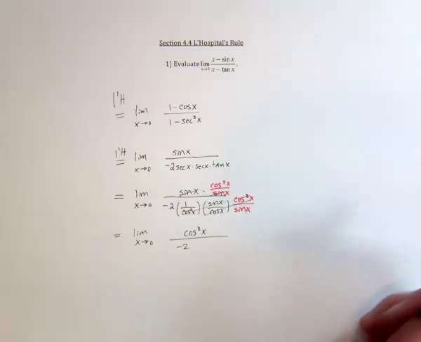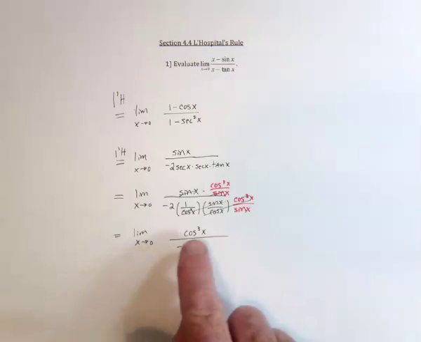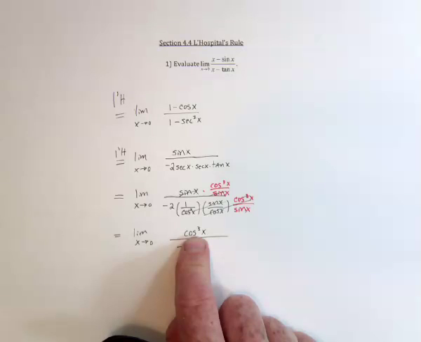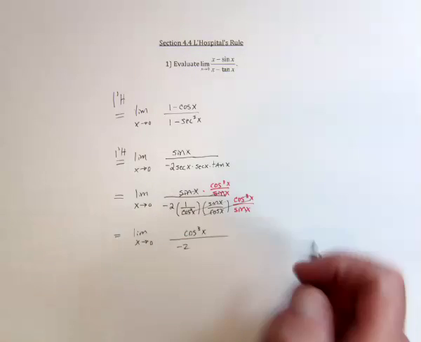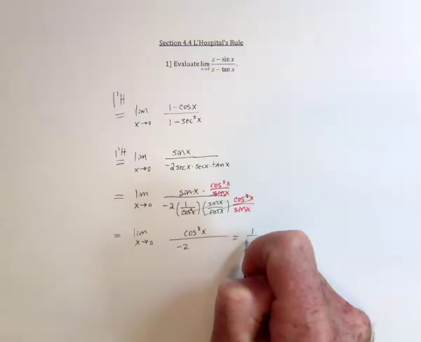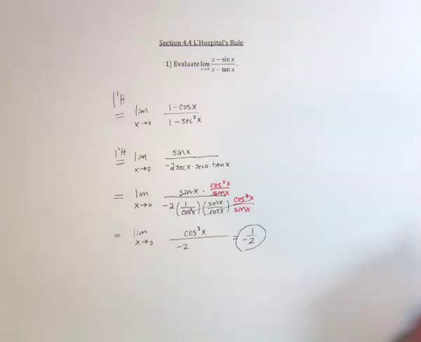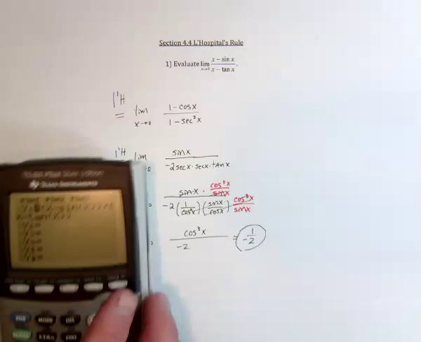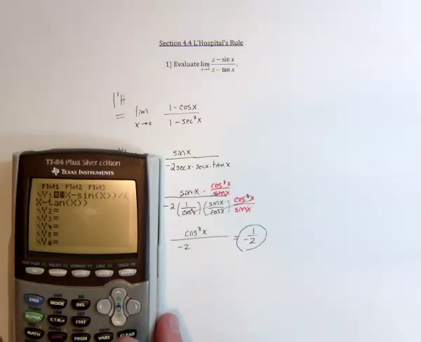And we've got it, because now substitute a 0. Cosine is equal to 1 at 0. Cube that, it's still a 1, so we get 1 over negative 2. So negative 1/2. And then I want to take a look at the graph and verify.